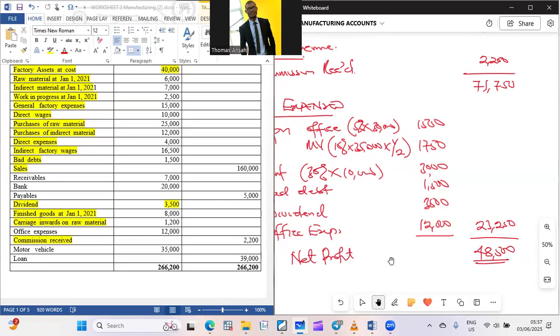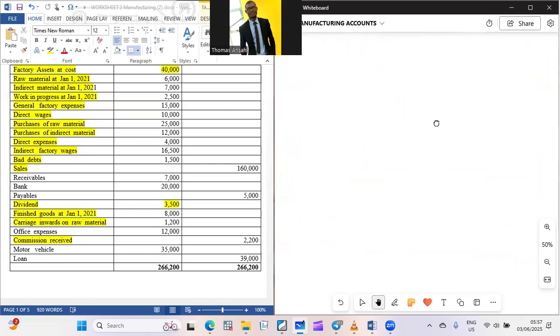So let's try the balance sheet to see what we have done. So Okuku Seku Limited, statement of financial position.